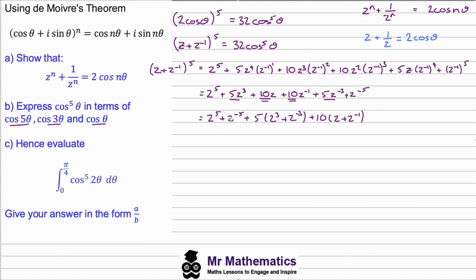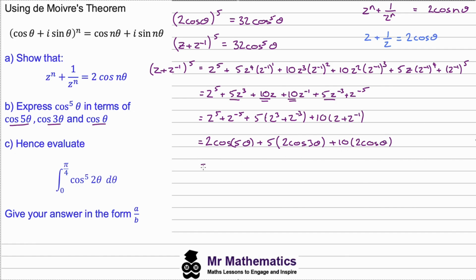And now we can simplify each of these using this identity at the top, where z to the 5 plus z to the negative 5 will be 2 cos of 5 theta. So we'll have 2 cos 5 theta plus the 5. Then we can substitute n equals 3 into here, and we'll get 2 cos 3 theta plus 10 lots of, this is when n is 1, so 2 cos theta.